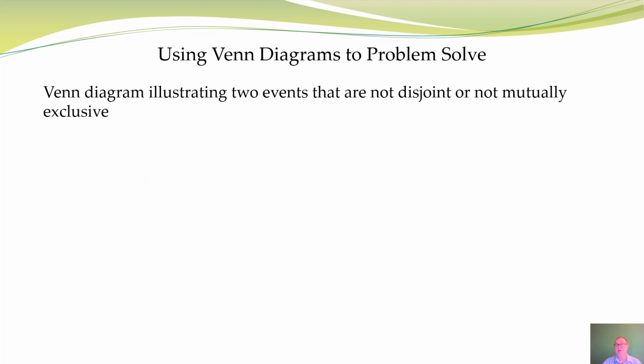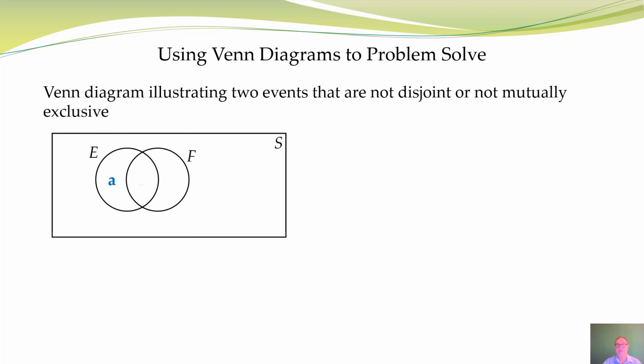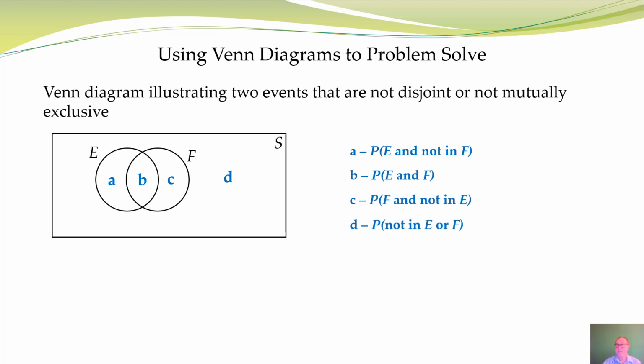Venn diagram illustrating two events that are not disjoint or not mutually exclusive. Again, we have the four areas. A is the probability of E and not in F. B is the probability of E and F. C is the probability of F and not in E. D is the probability of not in E or F.